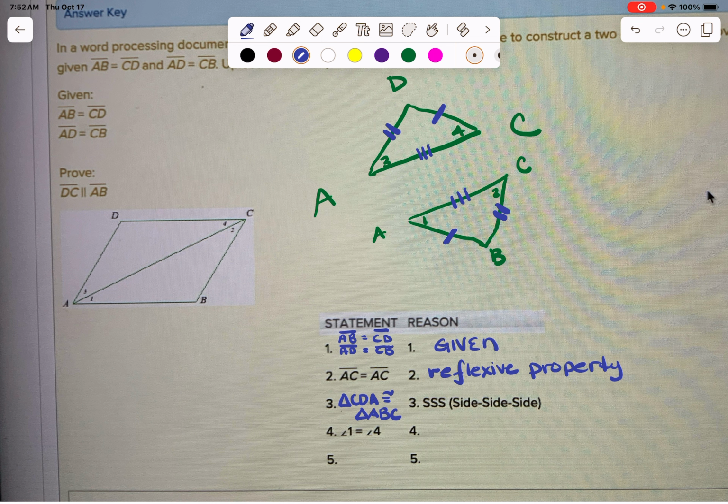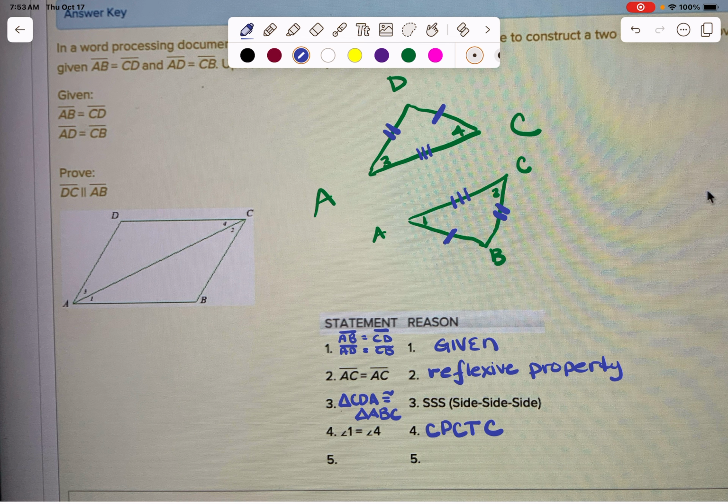Okay, now it wants to say that angle 1. Now if I look at angle 1, that's where this tick mark of 1 and 3 come together. So if I look over here, that angle would be right there. So the tick mark of 1 and 3 happens at 4. So when I talk about those matching up, that's because corresponding parts of congruent triangles are congruent. So that's CPCTC.